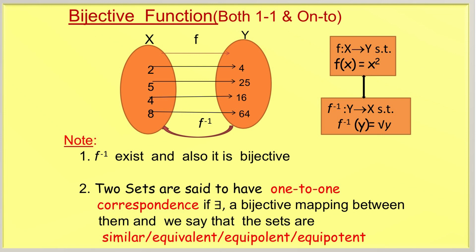As I have already told you, this is the most important type of function. Inverse exists. In the picture you see the inverse function is also written: f inverse from y to x such that f inverse of y is equal to root over y. We will discuss inverse function later. So, the square root of 4 is 2, the positive square root; similarly the positive square root of 25 is 5. You see the note: f inverse exists and is also bijective; not only does the inverse exist, it is also bijective.